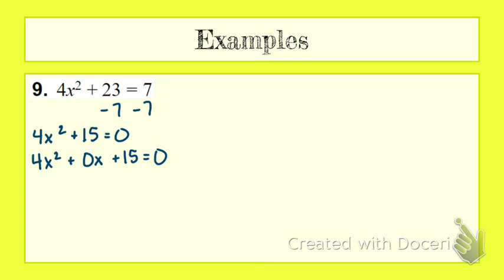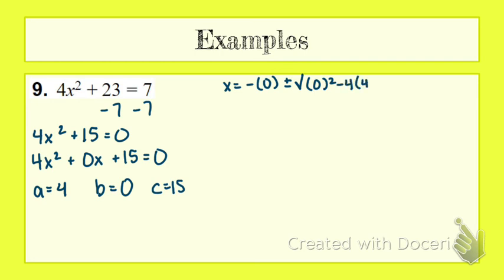But we need to know what that b value is, so it may help you to look at it this way. So in this case, we have a is equal to 4, b is equal to 0, and c is equal to 15. So let's substitute those in. X is equal to negative b plus or minus the square root of b squared minus 4 times a times c, all divided by 2 times a.